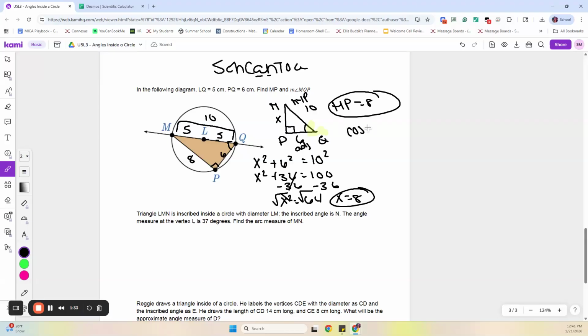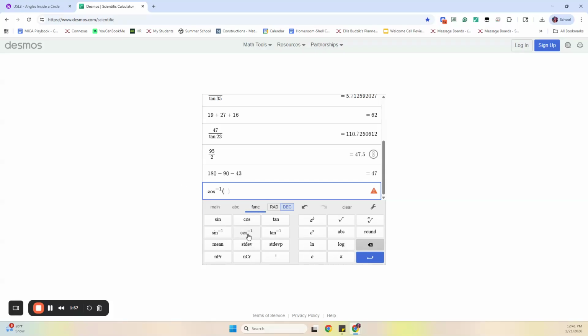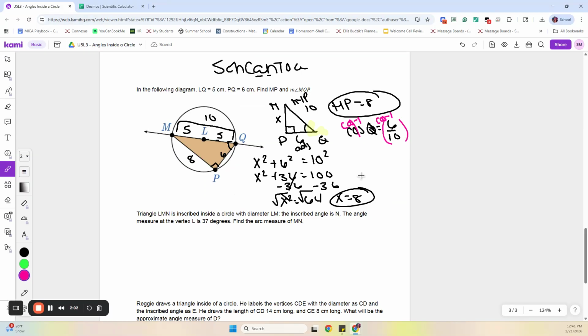So I'm going to do cosine of the angle, which I don't know what that is. We'll just name that Q, since they gave me a Q anyway right there. Cosine of Q equals my adjacent over my hypotenuse. Now in order to get that Q by itself, I'm going to do cos inverse of both sides. So cos inverse of 6 over 10. Let's grab that. And we get 53.1. So our Q is 53.1 degrees.